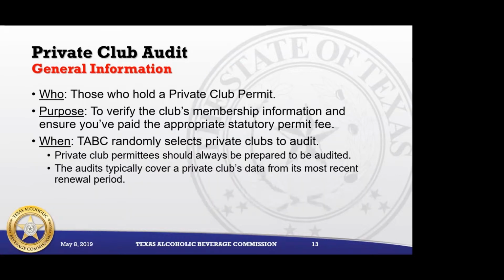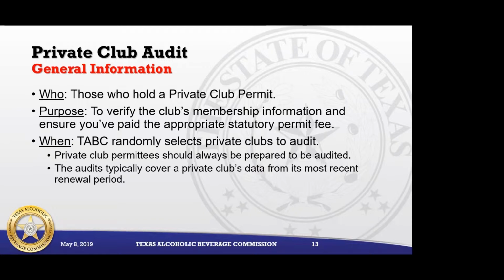The next audit we're going to discuss is private club audits. These are obviously done on those individuals who hold a private club permit. And the purpose of these is to verify the club's membership information, to determine that they paid the appropriate statutory permit fee, and that they are maintaining and paying for their temporary memberships for their permits, for their club members. TABC will randomly select private clubs to audit. Private club permittees should always be prepared to be audited. The audits typically cover a private club's data from its most recent renewal period.